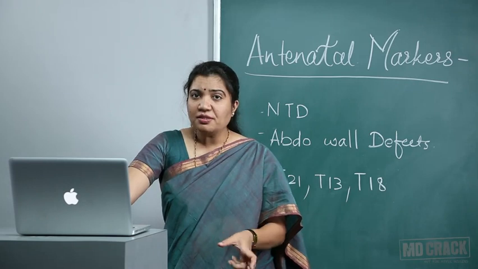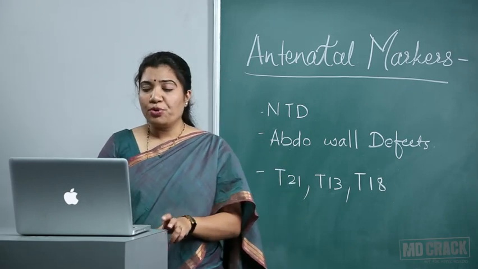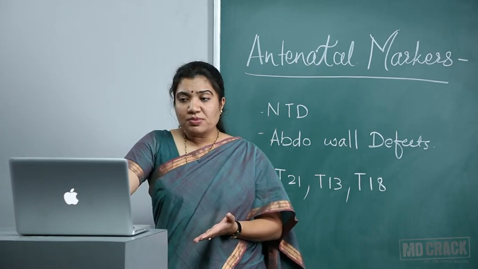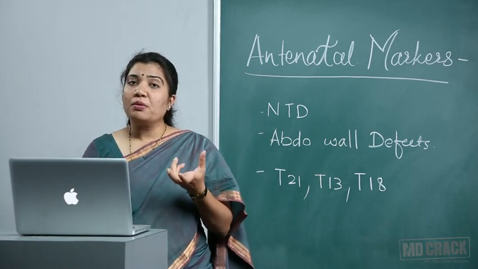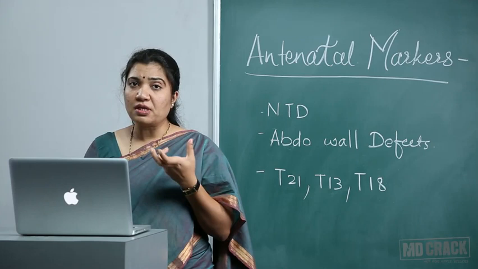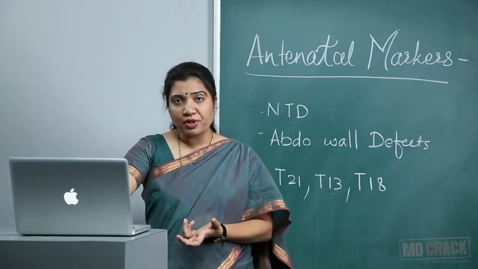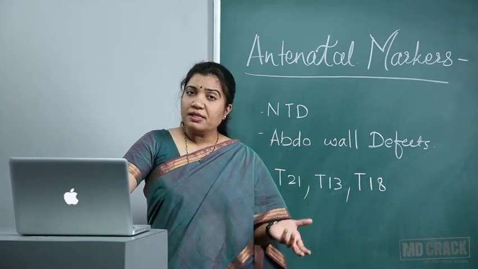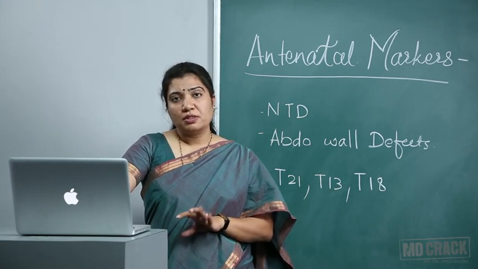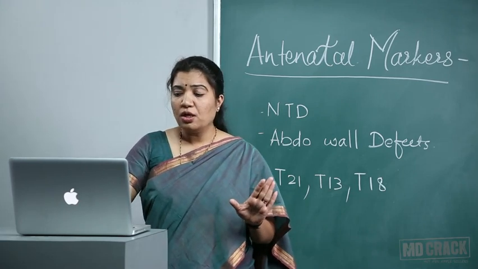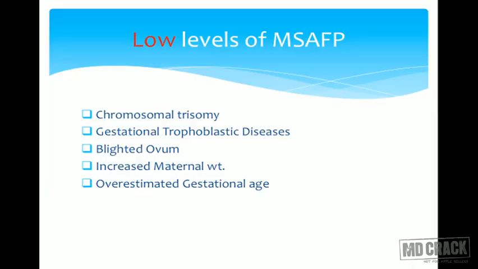So to this extent, there are questions on alpha fetoprotein levels. Again, there is one MCQ which says that if the maternal serum alpha fetoprotein levels are low, how to evaluate further? Should we repeat the test again or go for some other test? There is no need of repeating the test. Low levels are suggestive of either trisomy or blighted ovum or mole, increased maternal weight, or overestimation of gestational age. These are the reasons for low levels of MSAFP.